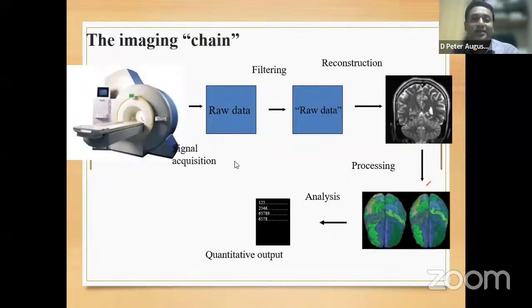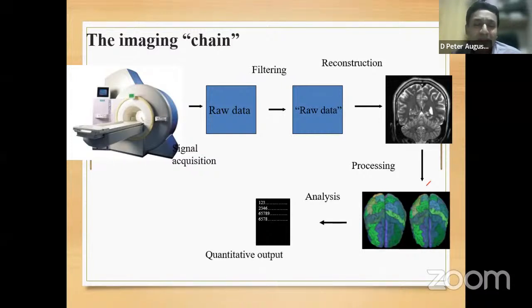So this imaging chain: we get the raw data and filter it, reconstruct the image, then process the image, then do the analysis. We know this part, right? Those who are in image processing, or who have started their research in imaging, would definitely have studied this process. Normally we do segmentation. First we do pre-processing and remove the noise. Then we sometimes convert the image to digital form. Then again we work on that.